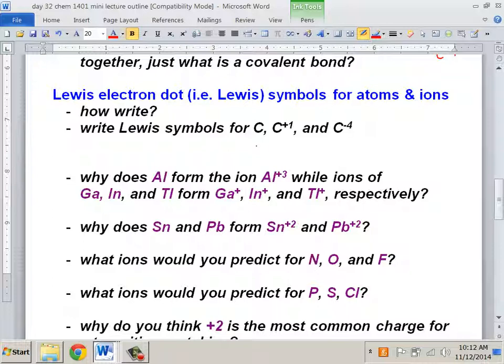So how did you write the Lewis symbol for carbon? A C with 4 dots around it. And they want you to spread these out as much as possible to prep you for what's coming up, right? So just spread them out as much as possible, and they want them kind of square looking too. That'll help. Okay, carbon +1, what did you do for that one? C, carbon with 3 dots.